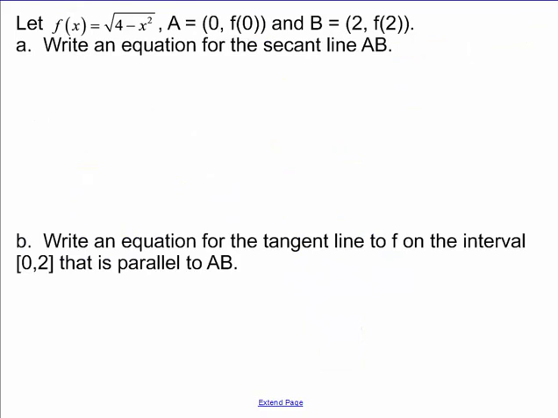Our next example: let f of x equal the square root of 4 minus x squared. And we have 2 points. We're trying to find the equation of the secant line of AB. Okay, so let's do a little math here.